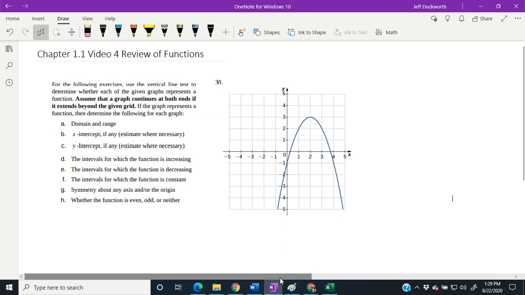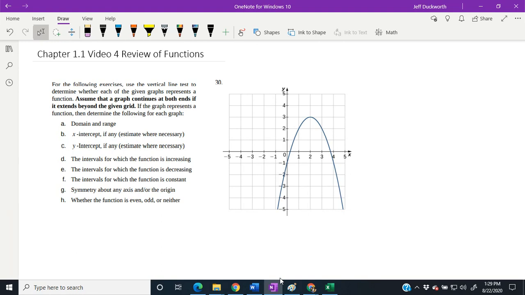This is the next section of problems from 1.1. So they give us a bunch of different graphs. I've chosen one of them. They want us to note things like the domain and range of the function, and they express that these graphs go on forever. They're not relegated to just the values between -5 and 5.